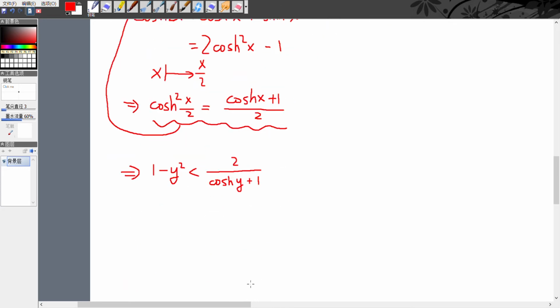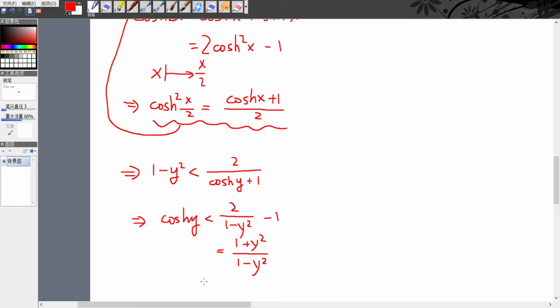Okay, and then rearranging this inequality, we will have cosh y is less than 2 over 1 minus y squared, minus 1, right? If we move the denominator to the left hand side and subtract 1 from each side, then we will have this, which equals 1 plus y squared over 1 minus y squared.